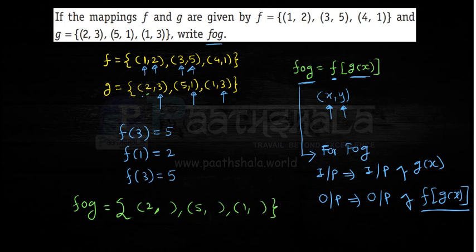Now for FOG, the output is this one. In case of FOG, the input value for f is g of x. For FOG, the input value is g of x. G of x means the output of g of x. So here the answer will be 5, 2, 5. So these are output values. So this is our final answer.